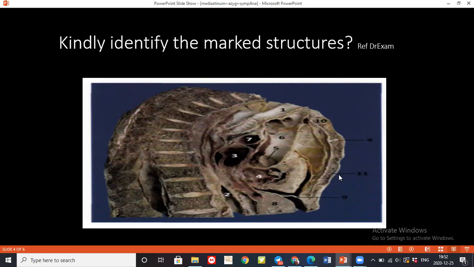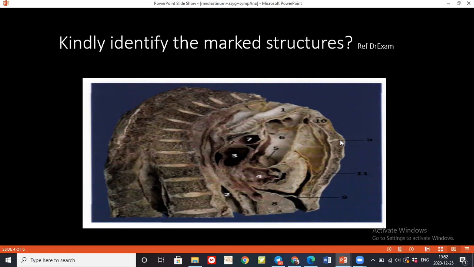11. This is the body of the sternum. Okay, the sternal. Yes. Can you identify these small structures? Like this is A. What is this A? This is the angle of Lewis.